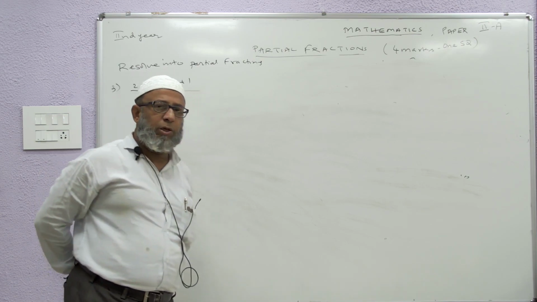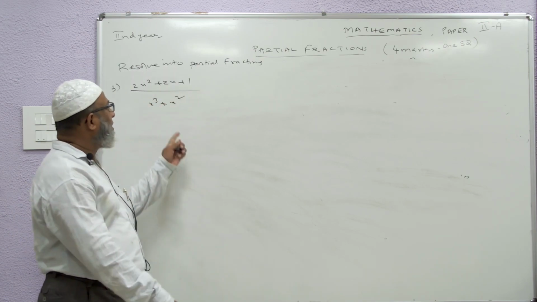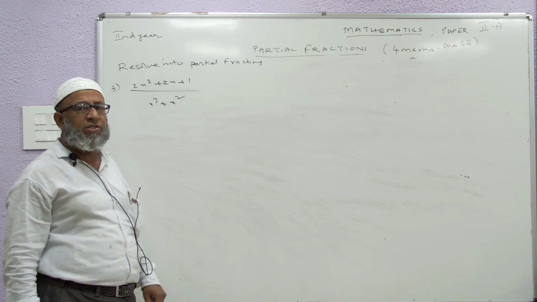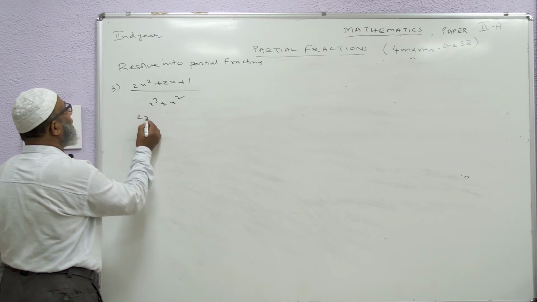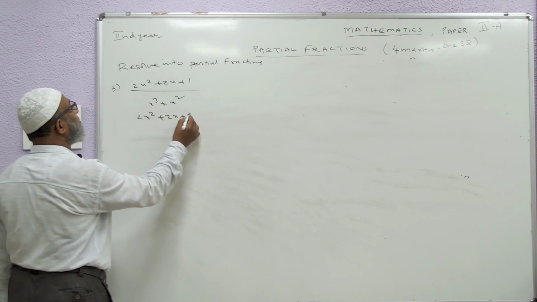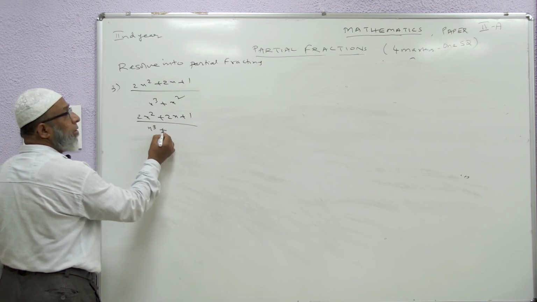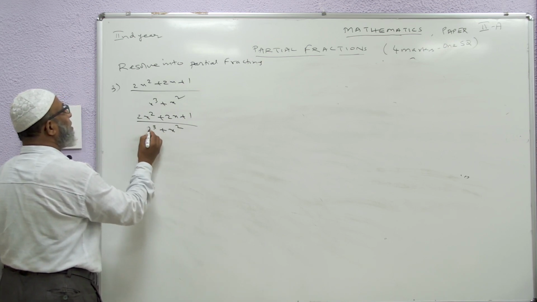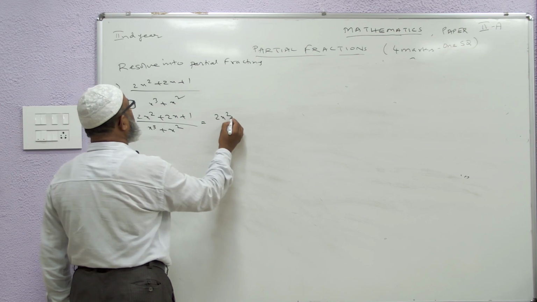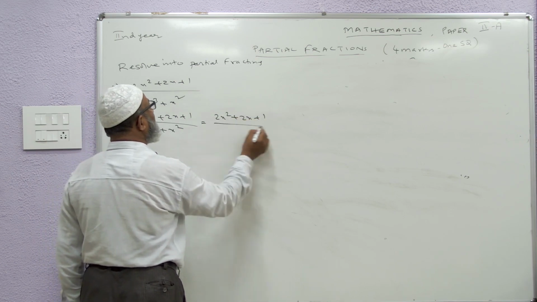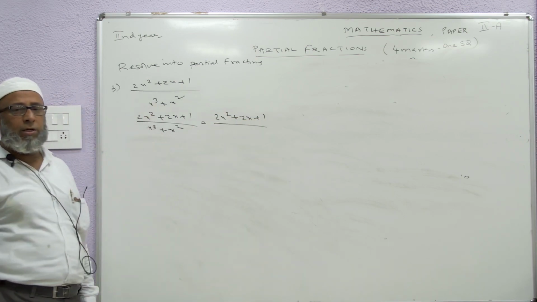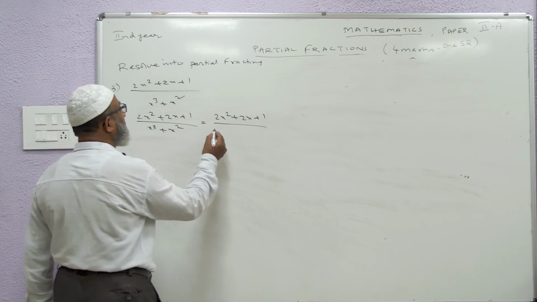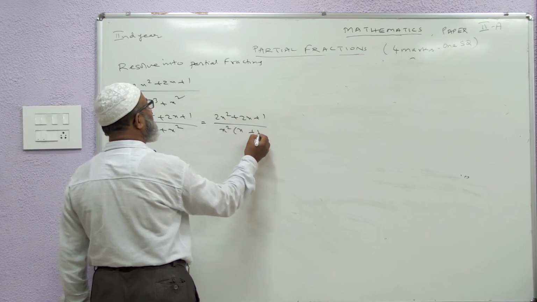Now, by seeing the question, you may see that the denominator consists of highest power as 3. Now, what I am doing? I am writing (2x² + 2x + 1)/(x³ + x²) is equal to (2x² + 2x + 1) over, what is common here? x² we can take out outside. So this becomes x² outside. What remains?